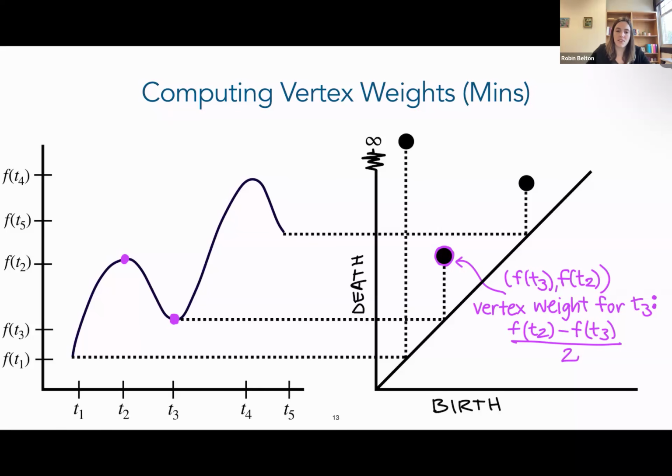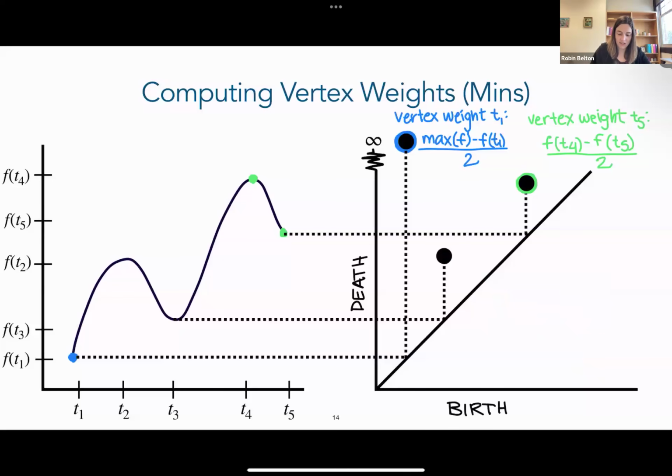Right. So each of the birth coordinates corresponds to a local min. And so we can compute our weights by looking at our diagram and getting weights for the mins. Here, how we define it is that if we look at our min at T3, that's corresponding to this point highlighted in pink in the diagram. And so we have our birth coordinate of f(T3), our death coordinate is f(T2), and then our vertex weight is going to be the persistence of this point divided by 2, is how we define it.